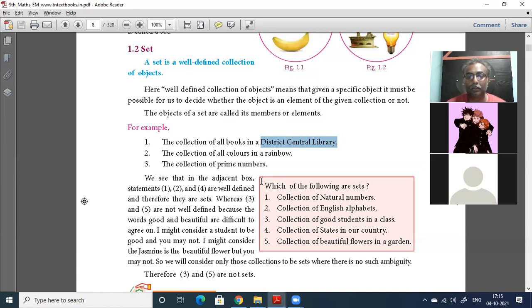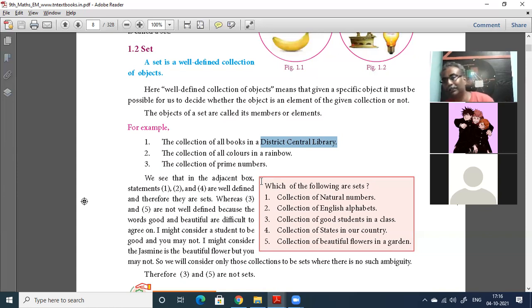Why? Because we don't know how many good students are there in your class. There are good students in your class, right? Yes, uncle. So why is it not a set? Because they might change, uncle. We can't judge that, uncle.